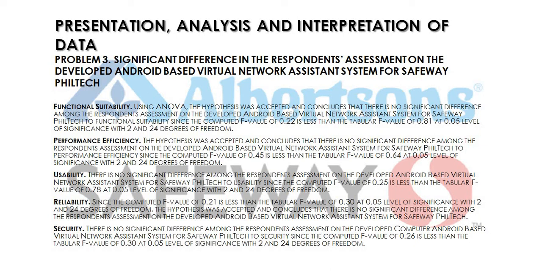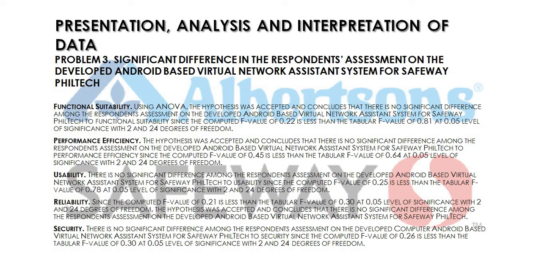Usability. There is no significant difference among respondents' assessment of the developed Android-based virtual network assistance system for Safeway PhilTech to usability, since the computed f-value of 0.25 is less than the tabular value of 0.78 at 0.05 level of significance with 2 and 24 degrees of freedom.